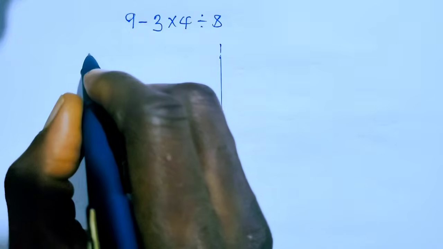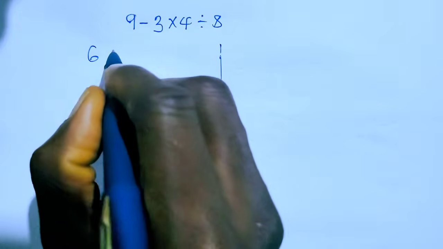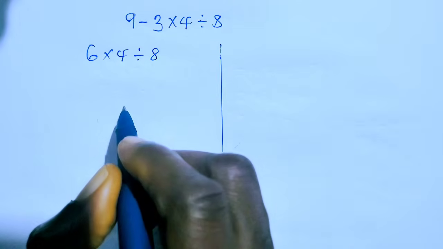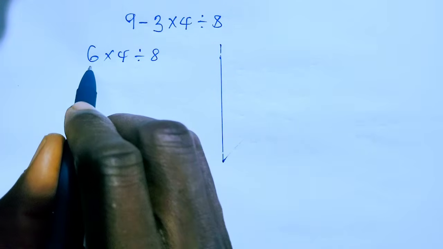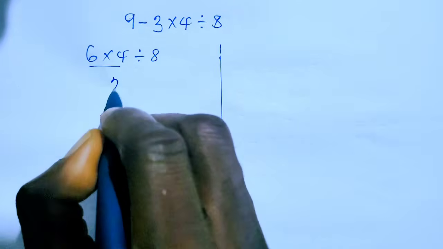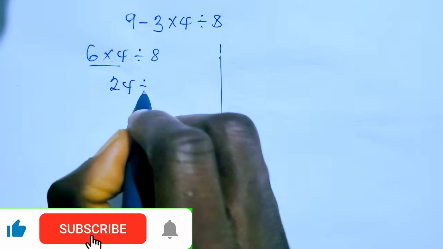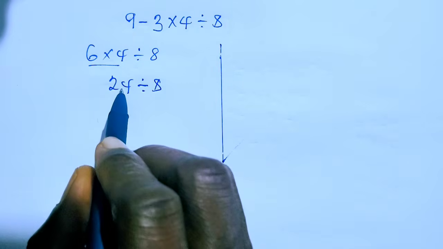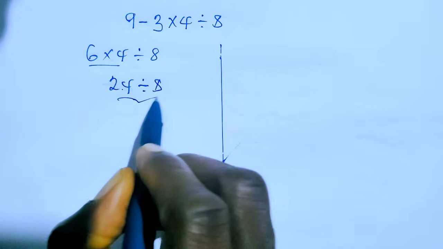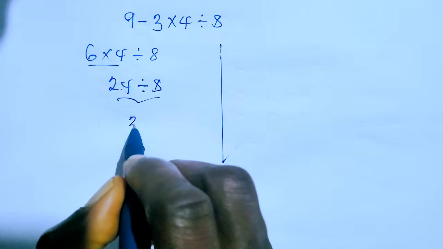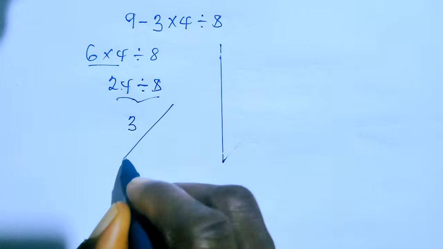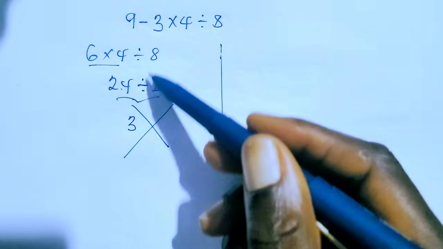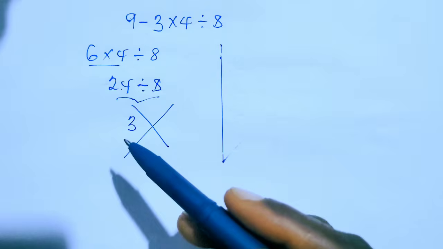9 minus 3, that gives us 6, multiplied by 4, divided by 8. Here, 6 times 4, that gives 24, divided by 8. Lastly, 24 divided by 8, that gives 3. This answer is wrong. As such, this first approach is completely wrong.